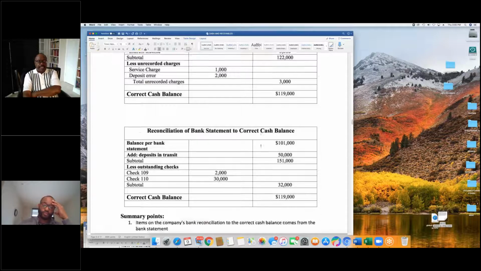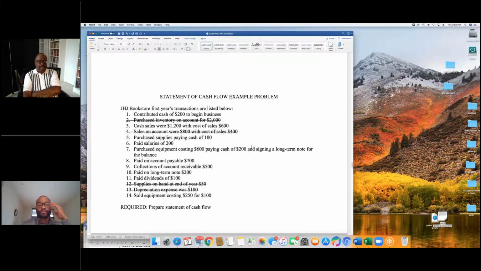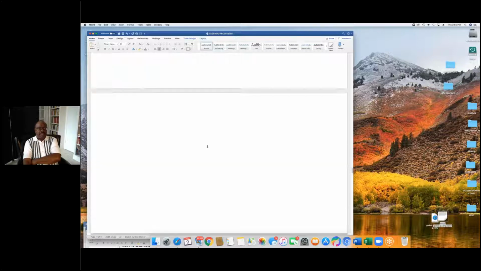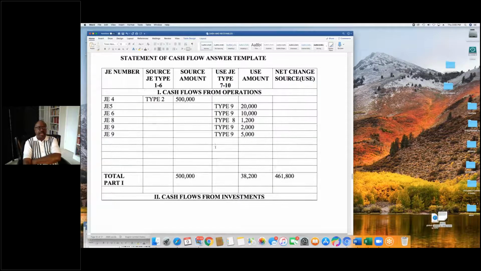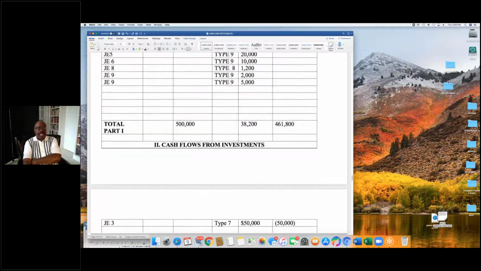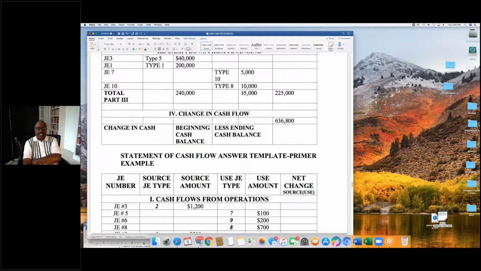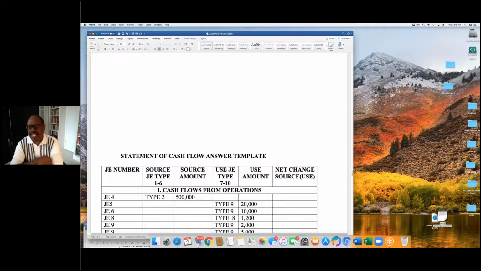And finally, statement of cash flow. Remember, we scratch out everything that's not a cash expenditure, and then we fill out this chart. Journal entries 1 through 6 are going to be on the source side. Journal entries 7 through 10 are on the use side. So review 1 through 6 and have your template there, as well as 7 through 10. And fill this out to come up with the change in cash flow. You got the example of that. So it'll be exactly like that. If you need any help, just check with Tara.